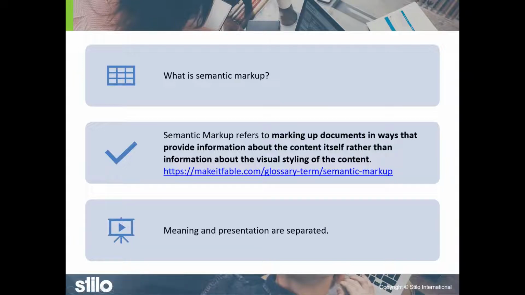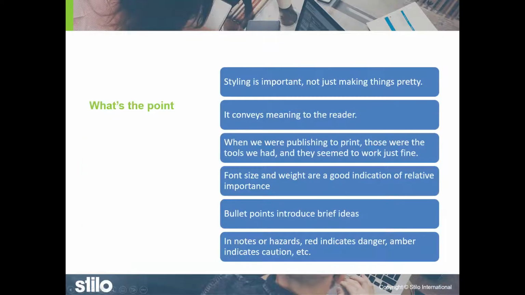So we tell the machine what the purpose is, and from there, it can be used and displayed in an appropriate way. So what is the point? We do know that styling is important. It does help us understand the content. It's more than just making things look good, although making things look good is important too, but it does convey meaning.